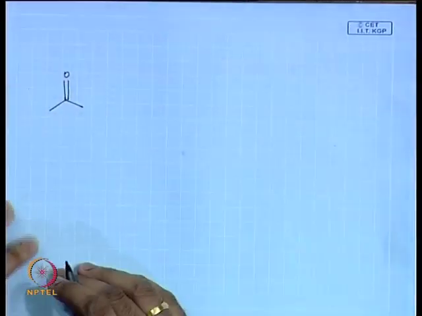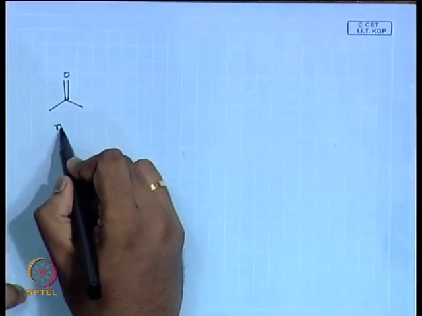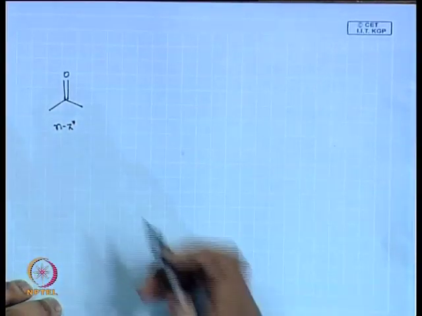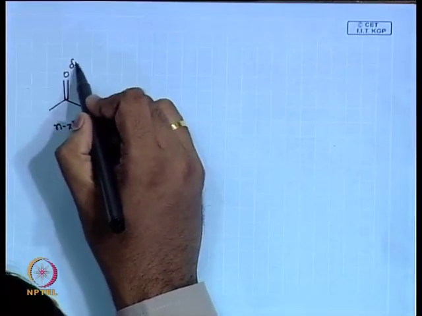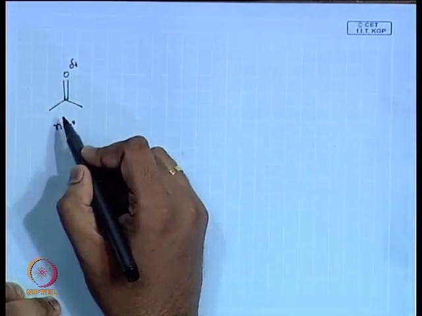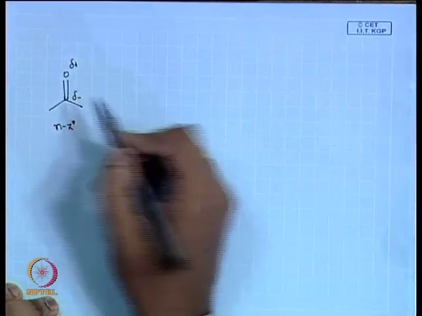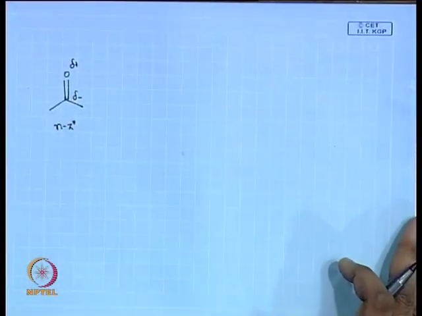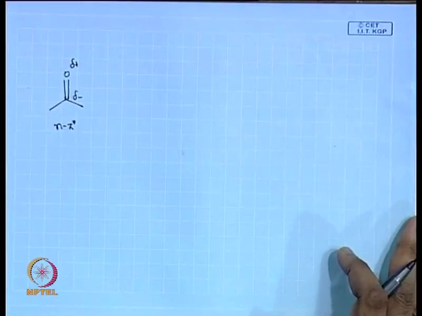See, when you do an n pi star excitation, your oxygen looks more like a delta plus and your carbon looks more like a delta minus when it is in an n pi star excited state, because it is sort of losing an electron. So, it becomes more like a delta plus and the carbon looks like a delta minus.